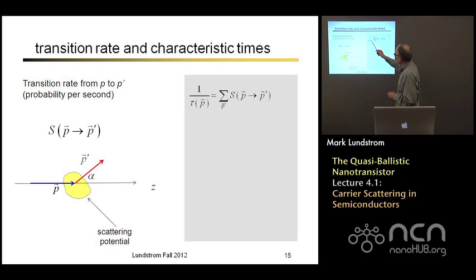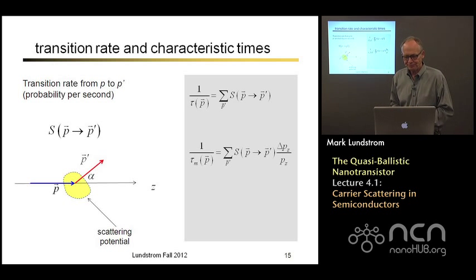If I want the 1 over the average particle lifetime, this is what we call the scattering rate. This is the probability per second that an electron will scatter somewhere to any P prime. Then I simply have to sum the transition rates. The electron comes in with momentum P, it can scatter to some momentum P prime, and I have to sum over all of those states that the electron can scatter to.